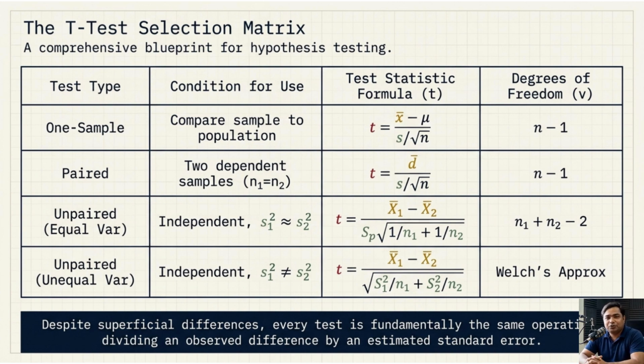Now let us close with the most important idea. Although these tests look different, they all follow the same basic pattern. We take an observed difference and divide it by an estimated standard error. That is the heart of the t-test. So whenever you see a t-test formula, ask yourself three questions. What difference am I testing? How much uncertainty is there in that difference? Which degrees of freedom should I use? If you can answer these three questions, you can understand and apply the t-test correctly.